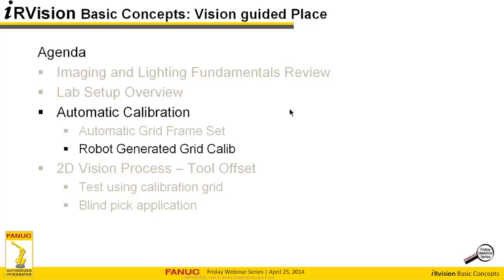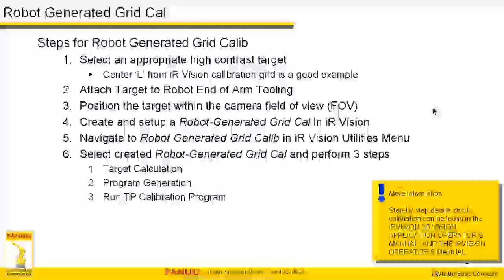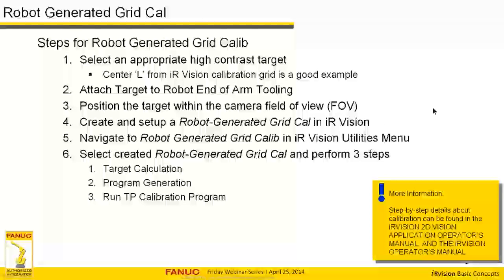Now we'll talk about the other option for automatic calibration, robot-generated grid cal. So for robot-generated grid cal, you don't need a grid. All you need is a nice target, a nice GPM. And then what's going to happen is the robot is going to discover where that GPM is relative to the faceplate, come up with a UTOOL, and then the robot's going to go ahead and build its own grid, basically.